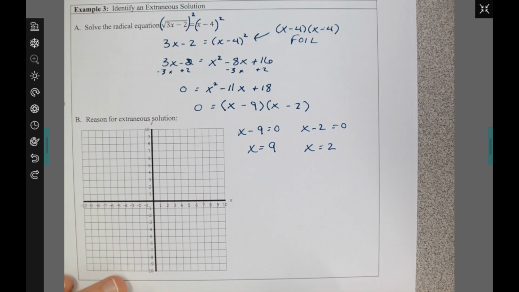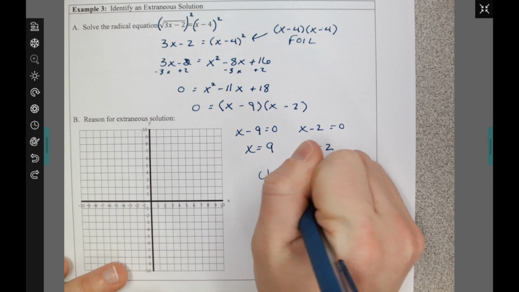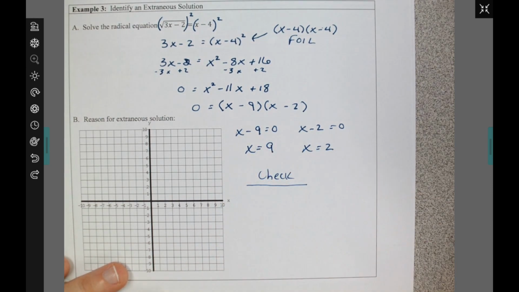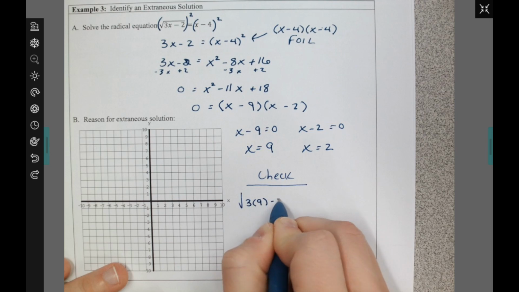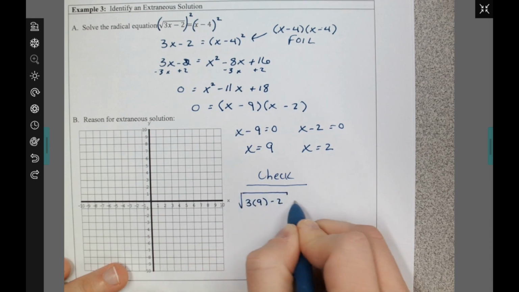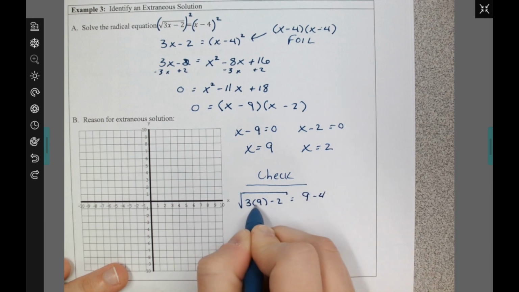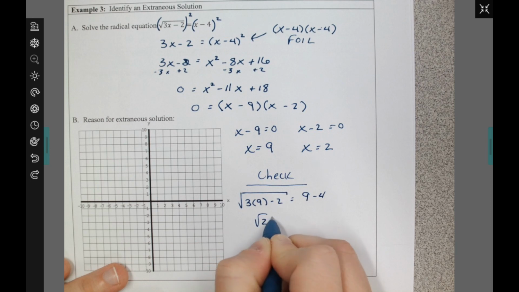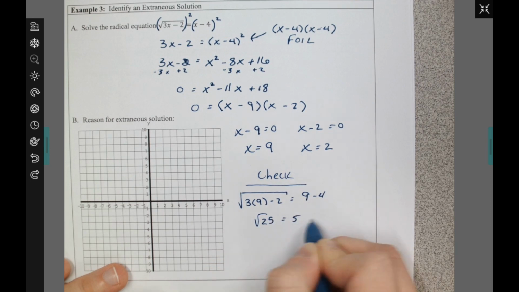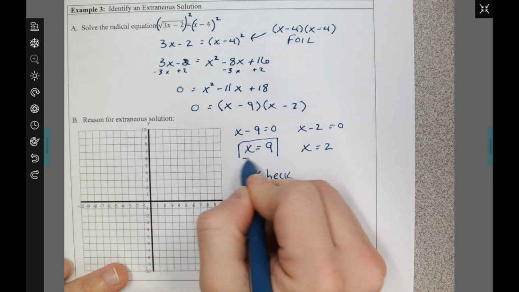Like I said for example 1, in this section we need to make sure we check. So down here, checking, we plug back into the original. If I plug 9 in, we get the square root of 3 times 9 minus 2 equals 9 minus 4. 3 times 9 is 27, minus 2 is 25, so I get the square root of 25 equals 5. That's good. So the 9 works out. That's a possible solution.